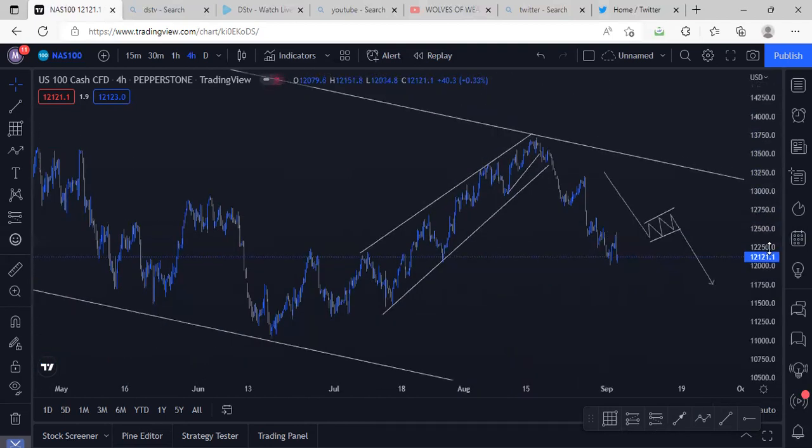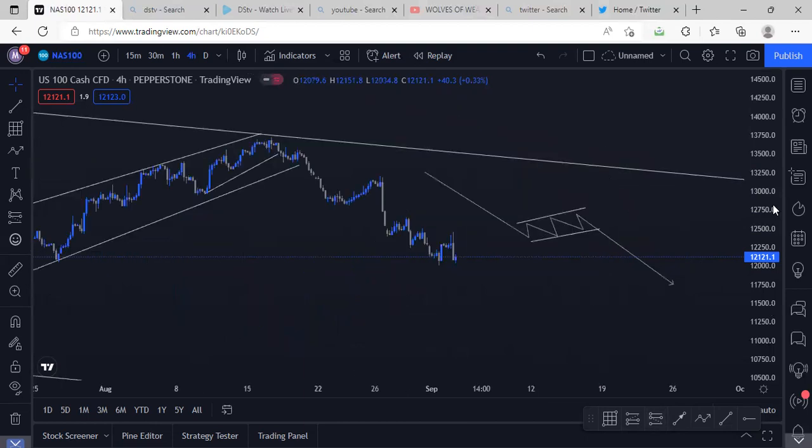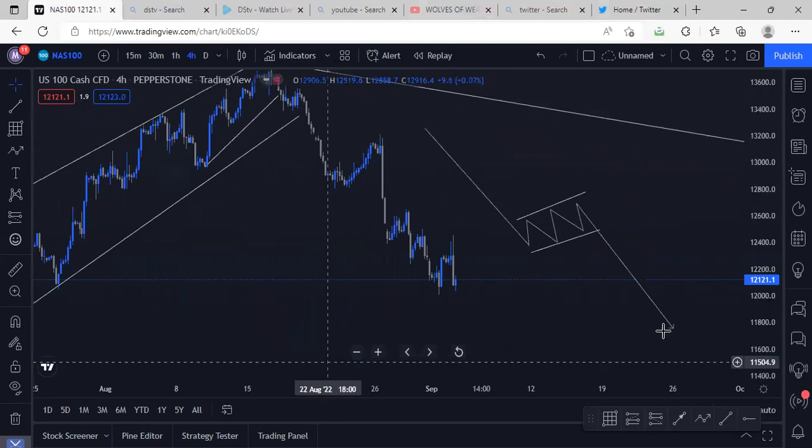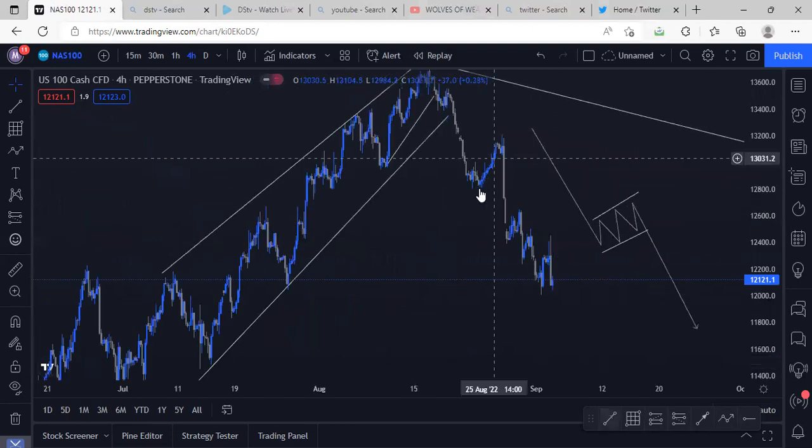You should learn your patterns. You should know your patterns. You should know the patterns within patterns. Okay, that's the things that you need to learn. But you should also be able to see patterns on higher time frames. Like this one right here.